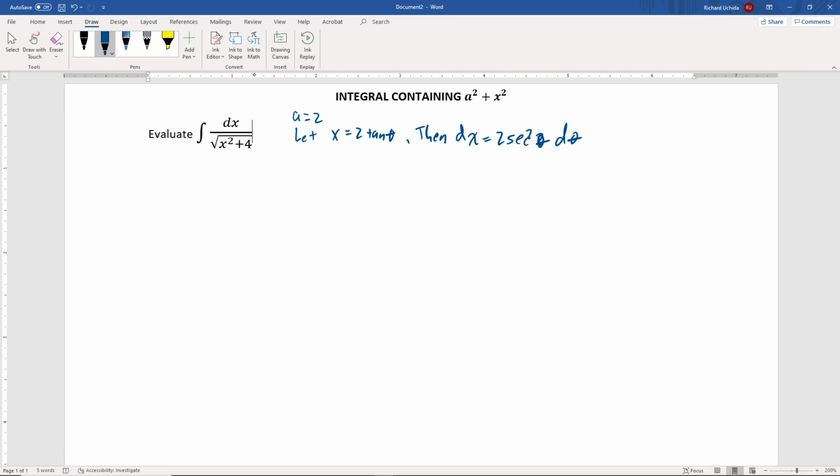So let's do our substitution. We have this integral of dx over the square root of x squared plus 4 equals the integral of, instead of dx, 2 secant squared of theta d theta, all over, instead of the square root of x squared plus 4, the square root of 2 tangent of theta squared, so that would be 4 tangent squared of theta plus 4, which would be equal to the integral of 2 secant squared of theta d theta all over.